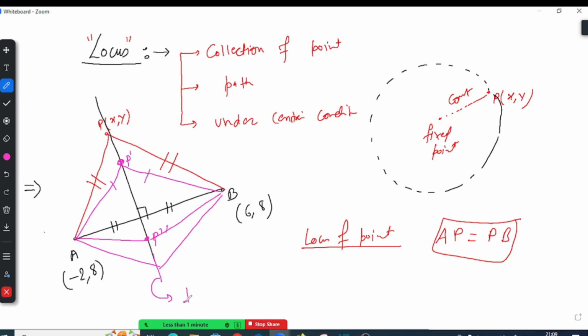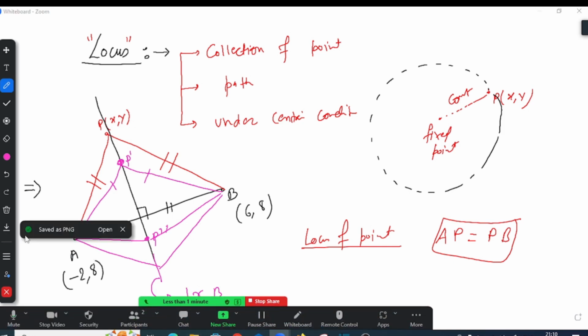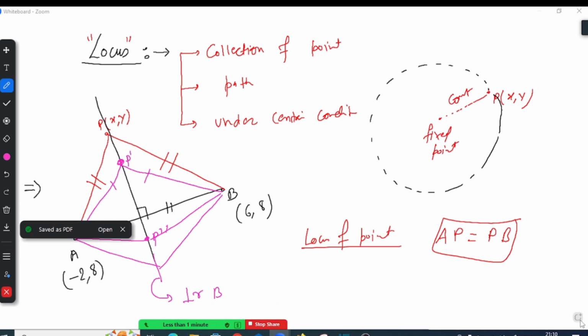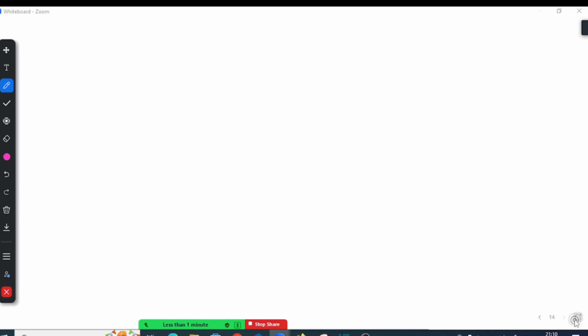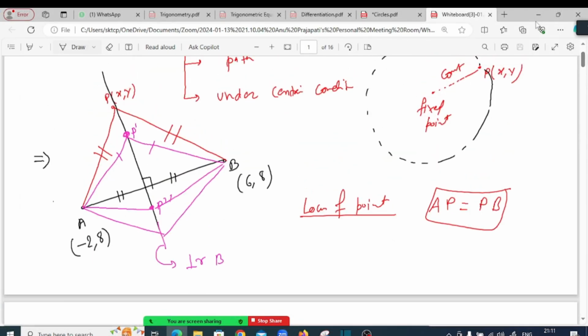What is this line? Right, so this is the perpendicular bisector of AB. Are you getting these points? So Rishit, see here, in that case, this locus of point P is the perpendicular bisector of AB. You can select any point on this line. The given condition will always be satisfied.